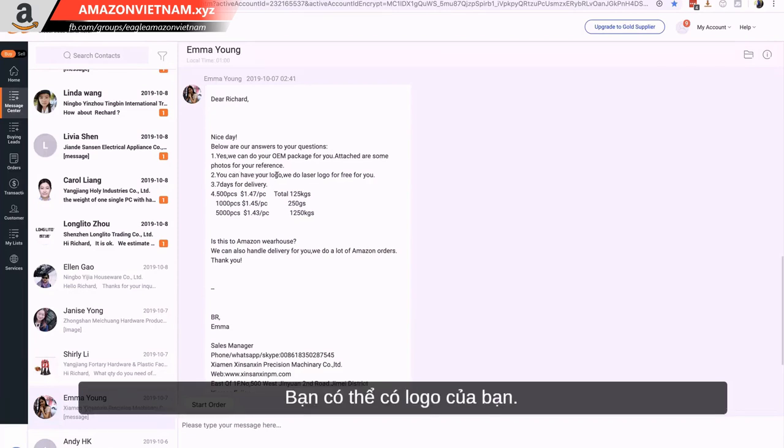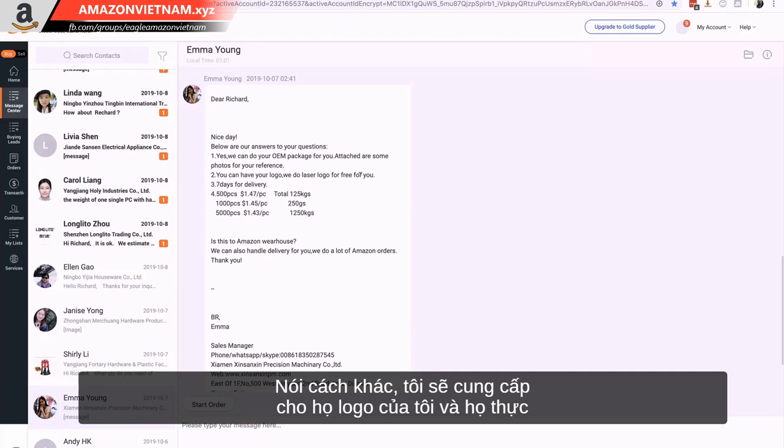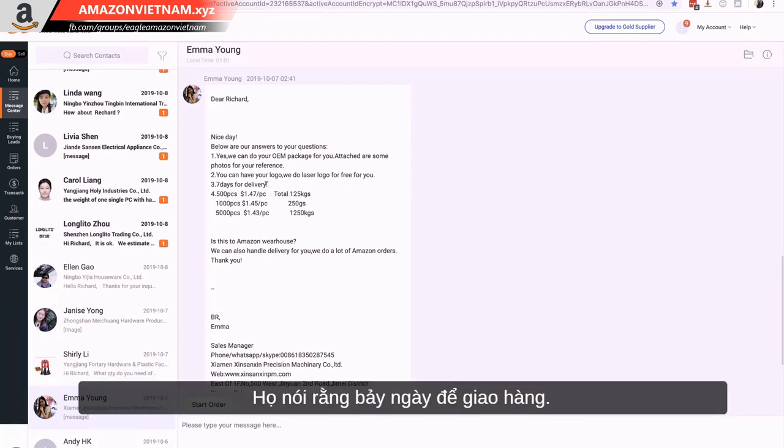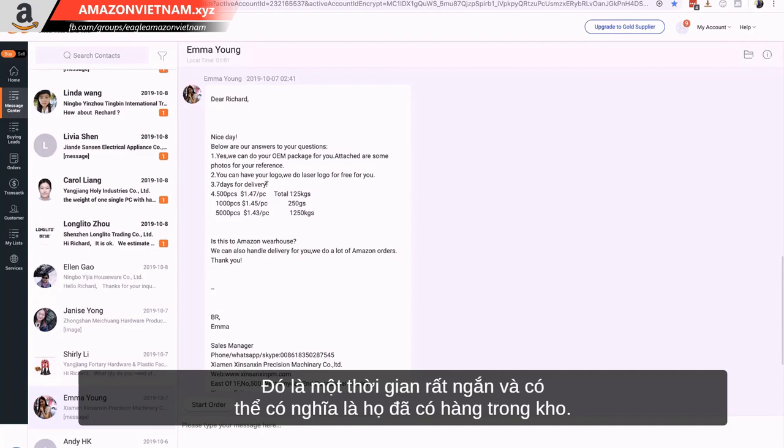You can have your logo. We do laser logo for free for you. In other words, I would give them my logo and they would actually etch it into the taco holder itself, which is awesome. And the fact they do it for free is an added bonus. They're saying 7 days for delivery. That's a very short time, and it probably means they've got these in stock.